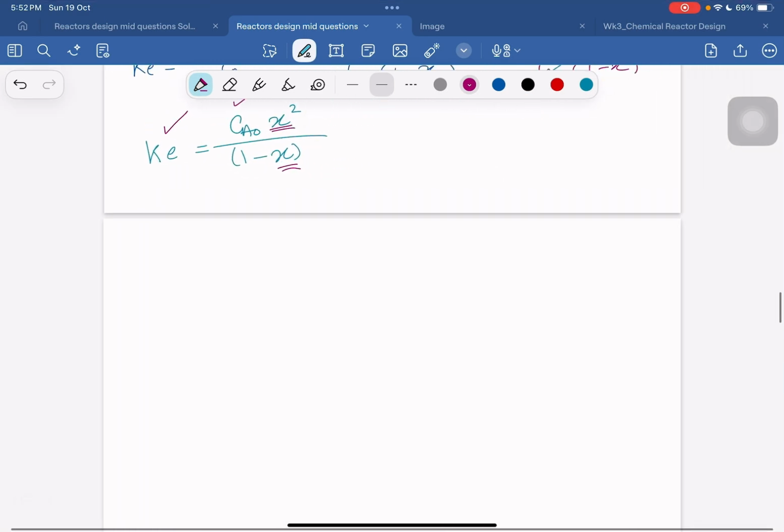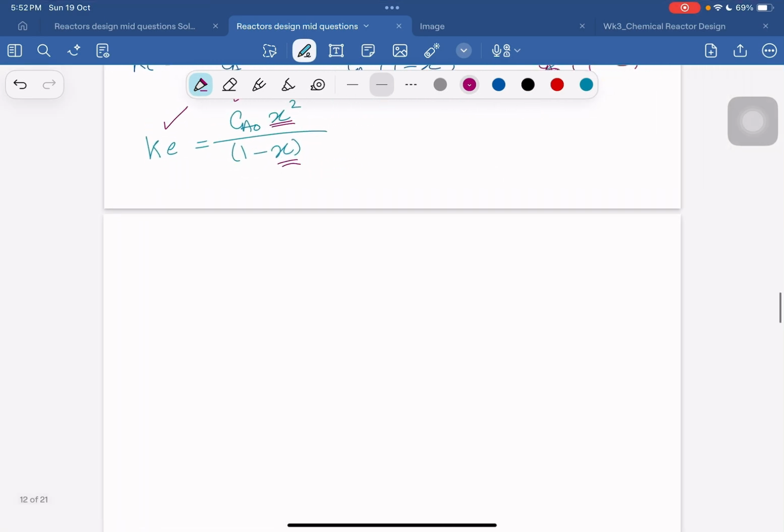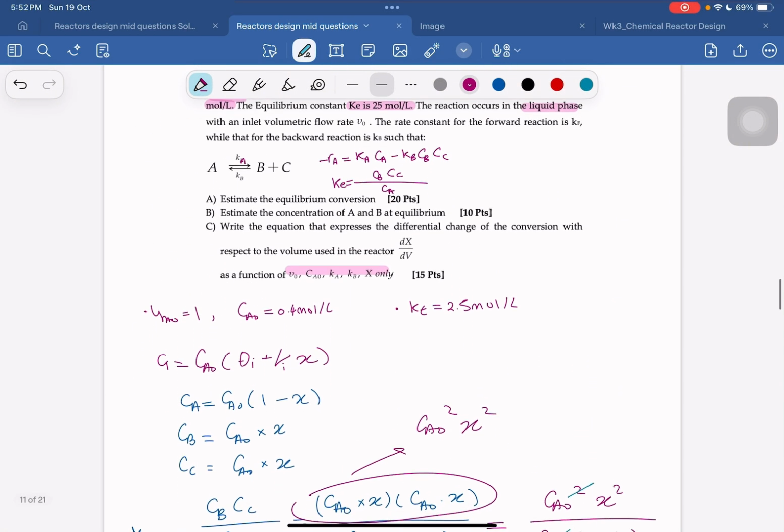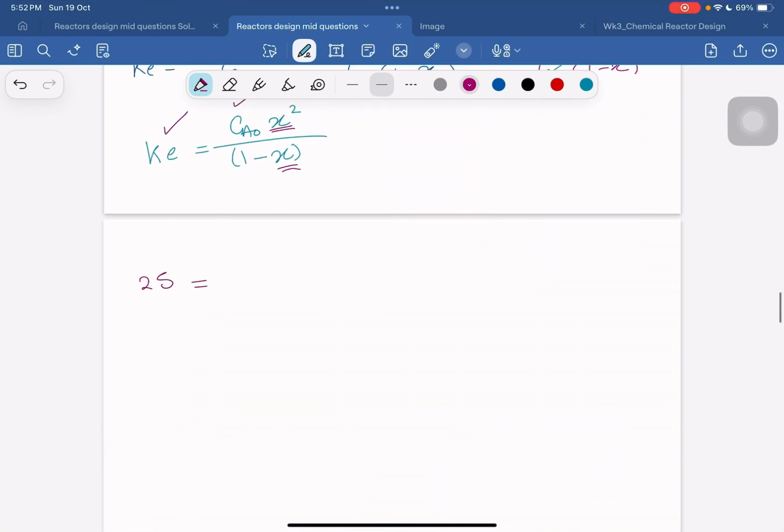So let's substitute with the numbers that we have. 25 is equal to Ca naught, I think it was given as 0.4, yeah. 0.4 x squared over 1 minus x. I think if you put it in the calculator with shift solve, it gives you the number. But just in case, we're gonna solve it in detail.